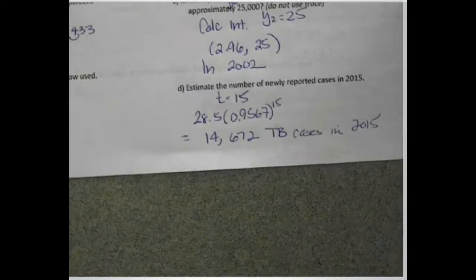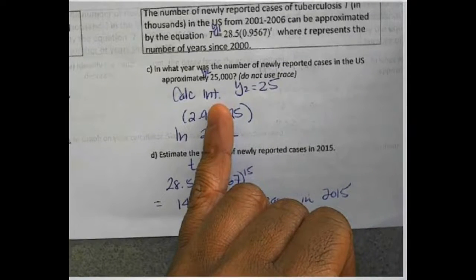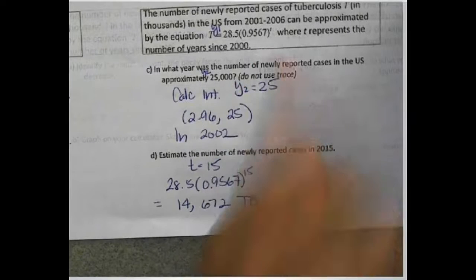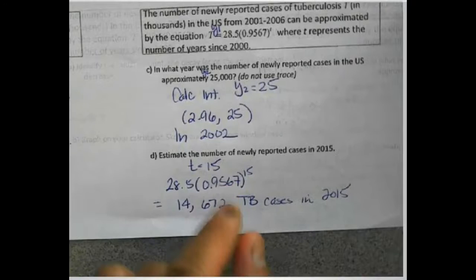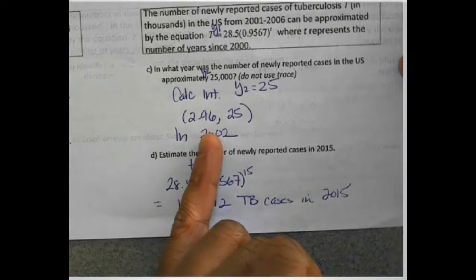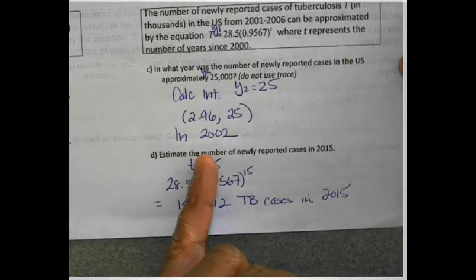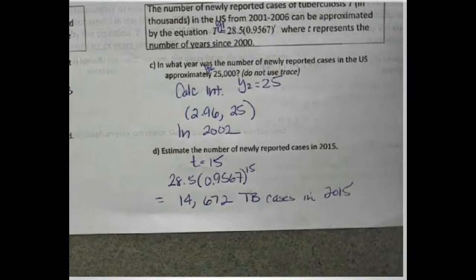For part C, I made Y2 25, not 25,000. I made Y2 25 because my formula is in thousands. That's kind of important. It's tripped some of us up before in the past. And when I calculated the intersection and did not use trace, I got 2.96. So in 2002, there would have been approximately 25,000 cases.